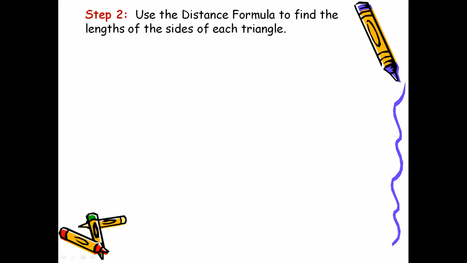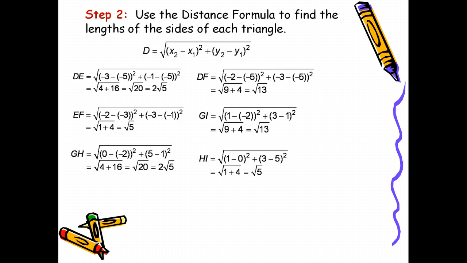So step 2 is to use the distance formula to find the lengths of the sides of each triangle. The distance formula, remember, is x2 minus x1 quantity squared plus y2 minus y1 quantity squared, and then we take the square root of all of that information.